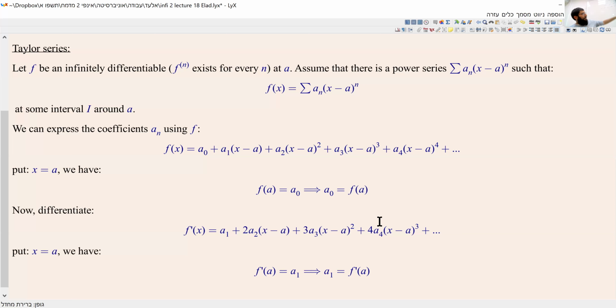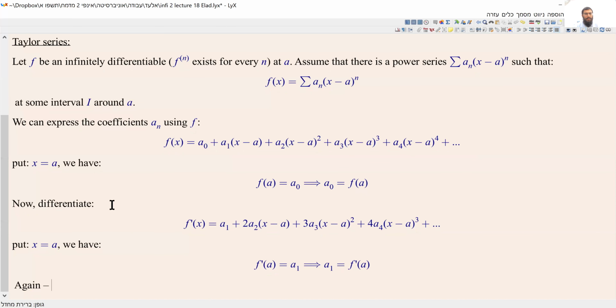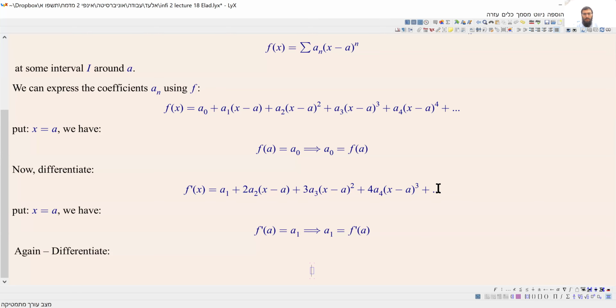Brilliant. What about a2? How can we express a2 using f? So we differentiate again. Yeah, and again. Again, differentiate. What is the first part from the right or right thing?